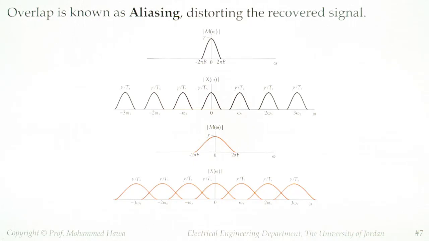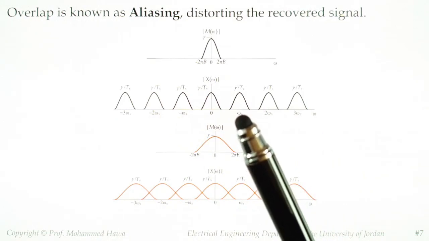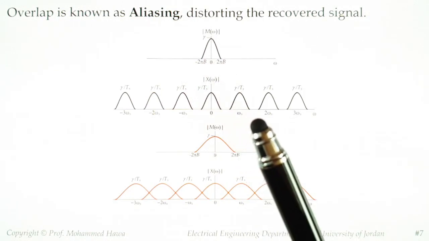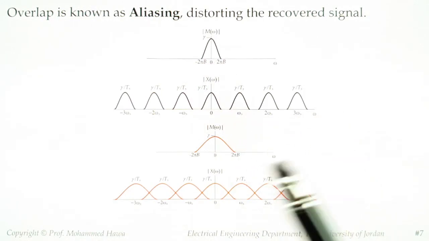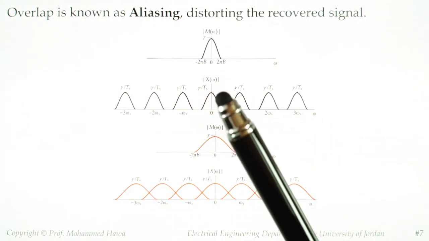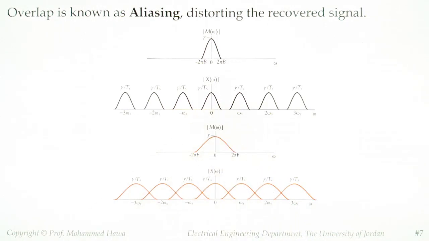Let me show you where you can run into a problem. Here is a scenario where I picked omega s, a big value. I created copies of the original shape M of omega at multiples of omega s. I can send those samples to a receiver, and then the receiver can use a low pass filter to isolate this copy around 0 from all the other copies to recover the original analog signal.